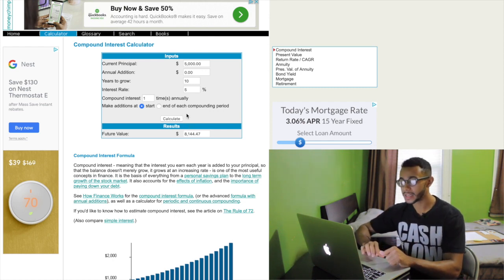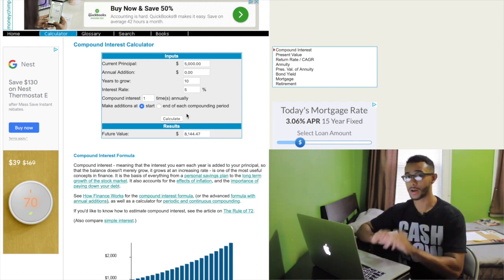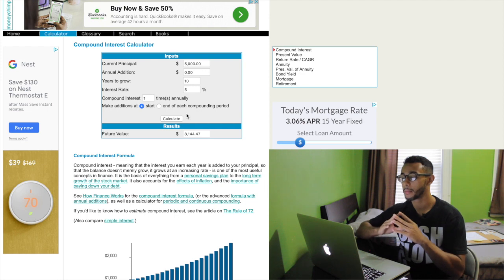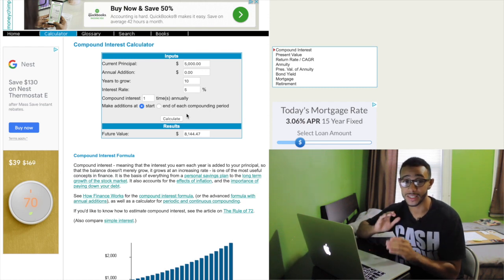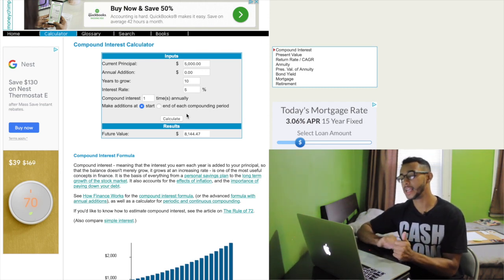And that is honestly a great number because it's super passive. Actually, it's only passive, which means that I don't have to put a single thought into it, and I don't have to put any work into it. I just get $3,144.47 at the end of the 10 years.